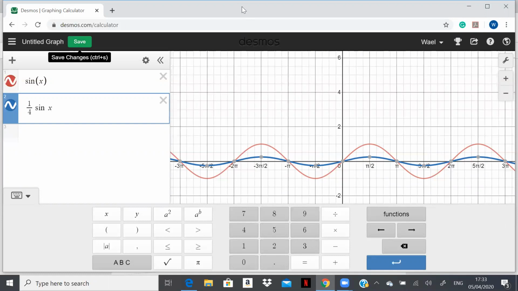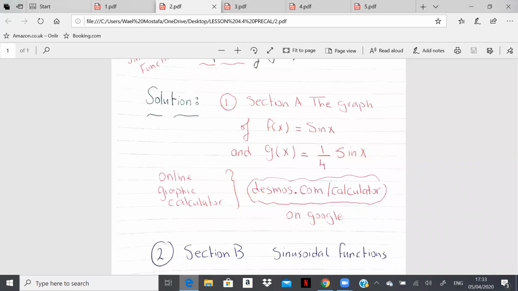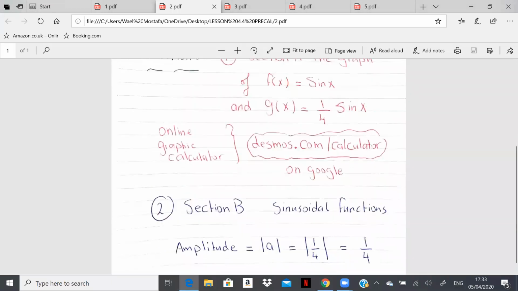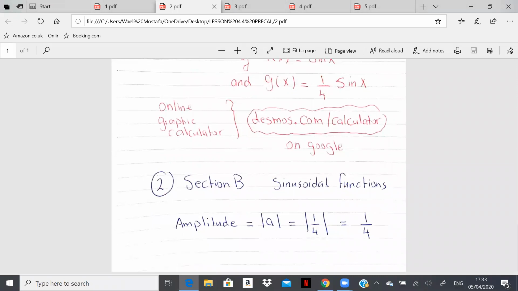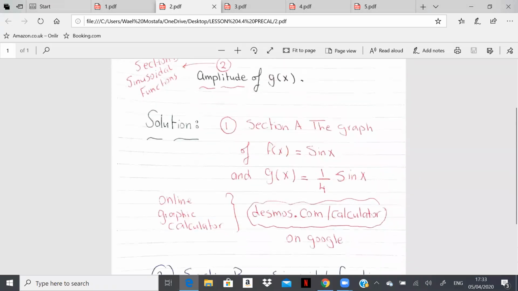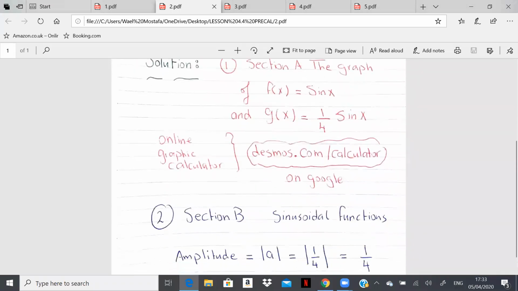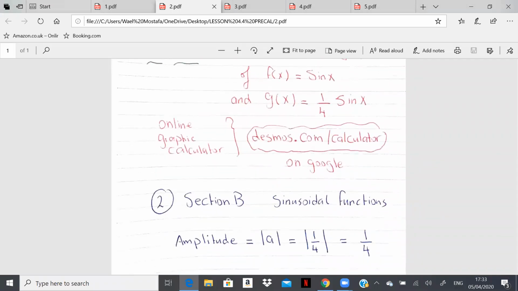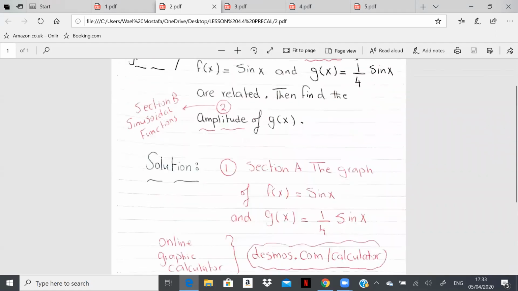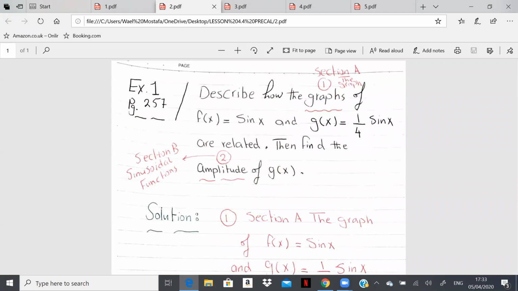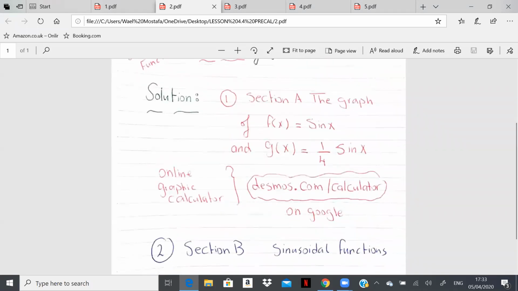Okay, let's go to example number 1, section B or number 2, concerning the sinusoidal functions. And this function, 1/4 sine x, you can find only the amplitude. You have nothing except the amplitude. Also, you can find the value of 2 pi over b, but he didn't ask for the period in this question. He is asking only for the amplitude for this function. Okay.